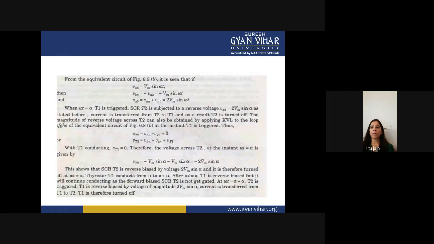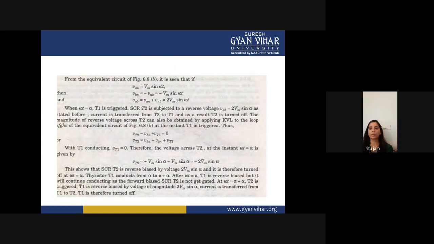So this shows that the SCR T2, when it is reverse biased, has the voltage 2 Vm sine alpha appearing across it, and it is therefore turned off at omega t equal to alpha. So thyristor T1 conducts from alpha to pi plus alpha.